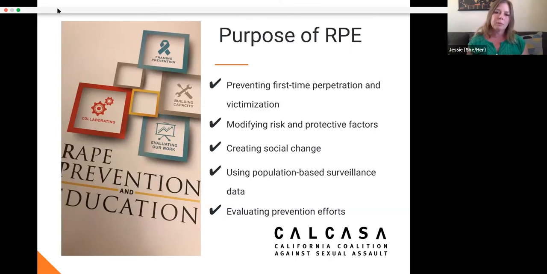And so the principles of RPE are really these check boxes. We want to prevent first-time perpetration and victimization. So we'll talk about risk factors, we'll talk about what primary prevention is, that's what it means to prevent first-time perpetration. And this is really wanting to use data to inform our work, wanting to collect data to measure our impact, and to create social change and change social norms.